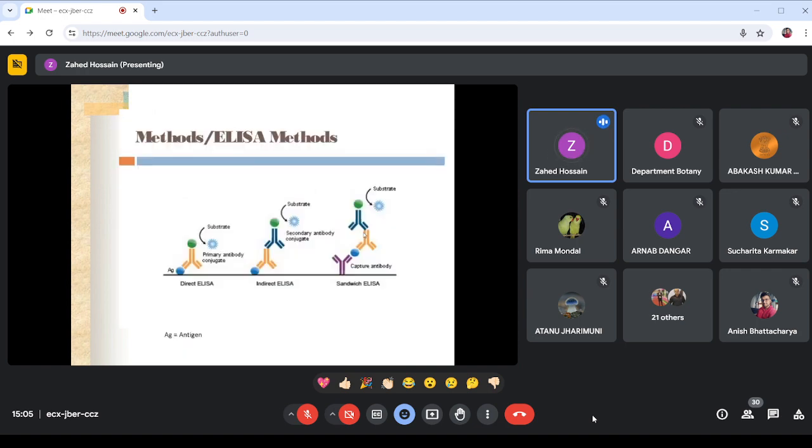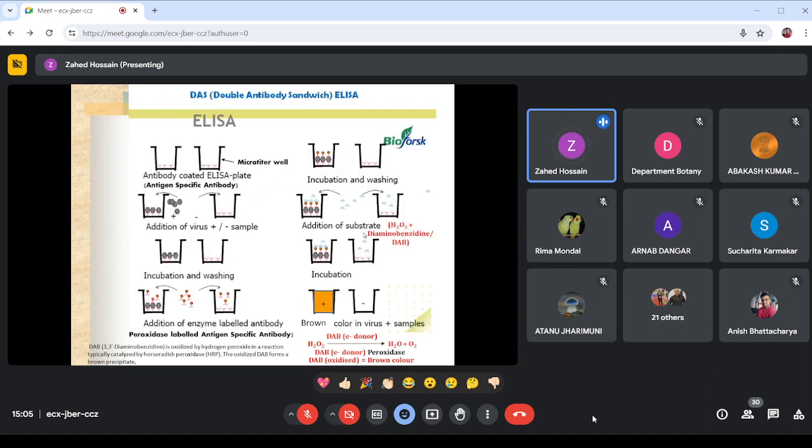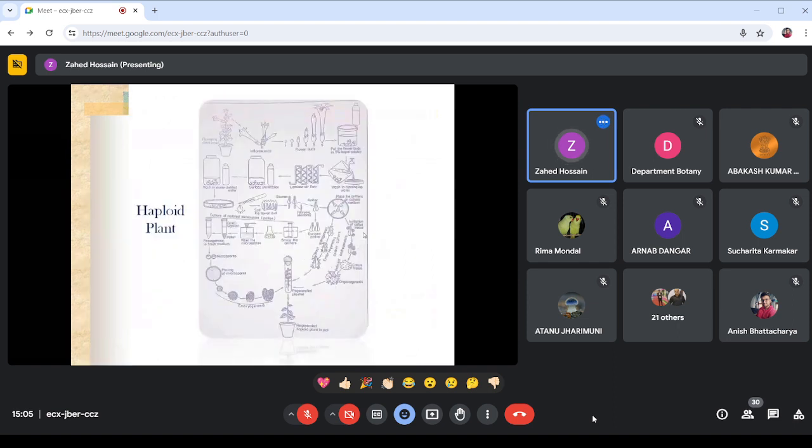There are three different modes: direct ELISA, indirect ELISA, and sandwich ELISA. I'm not going into details. So these are some techniques by which you can detect the presence of virus in the plant material. Because you have to ensure, once you are taking an order to deliver maybe 2 lakh plants, that they should be virus free. So you have to randomly check your tissue raised plants using this ELISA kit, so that you ensure your plant material is virus free.